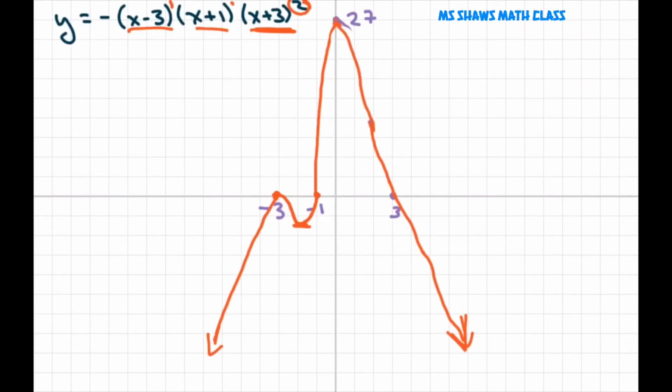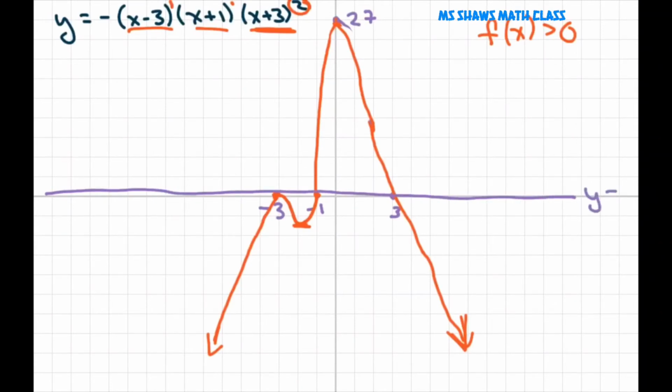So now we want to look at where our f of x is positive. And if I draw a line here at y equals 0, I want to know above y equals 0. So where is y greater than 0? And y is greater than 0 right in this portion of the graph. So this portion of the graph, it's greater than 0. And that's from -1 to 3.